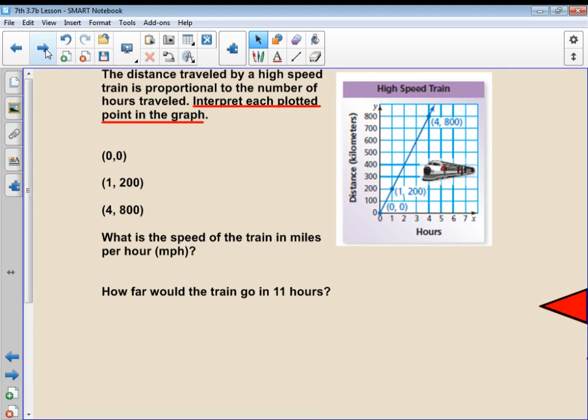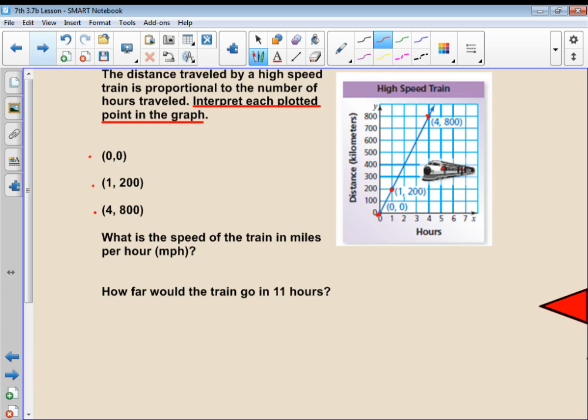141A. Okay, so here we've got a situation. It says the distance traveled by a high-speed train is proportional to the number of hours traveled. So they're showing us a direct variation still. It says interpret each plotted point. So notice that the plotted points are the dots that they have on here, 0, 0, 1, 200, and 4, 800. Those are what we have listed here. And they want us to interpret what each of those means.